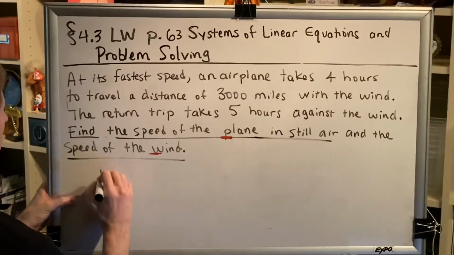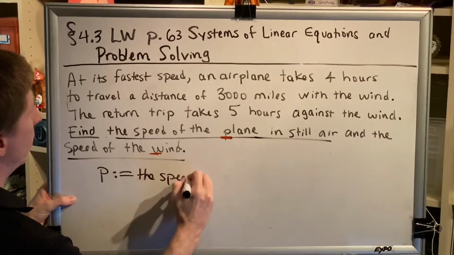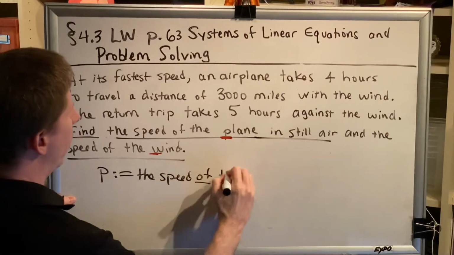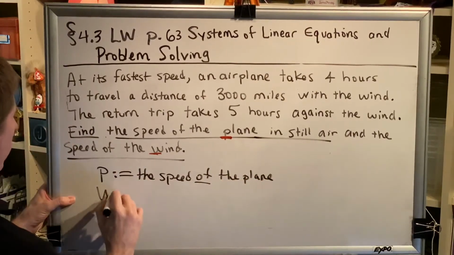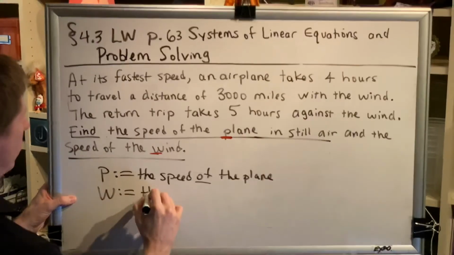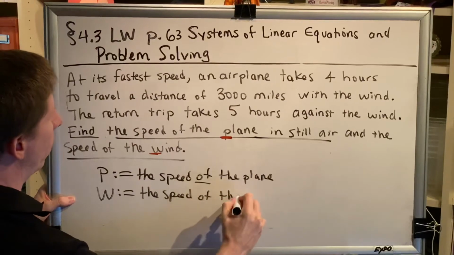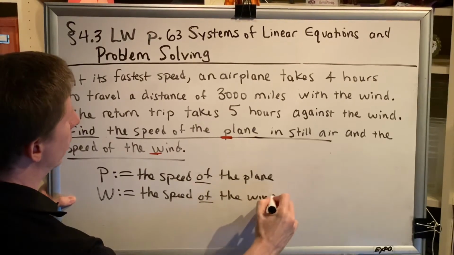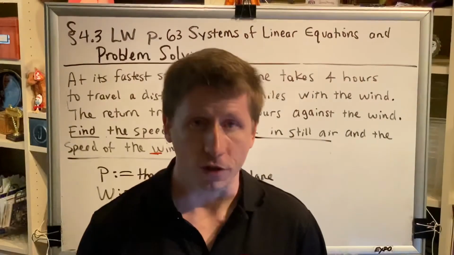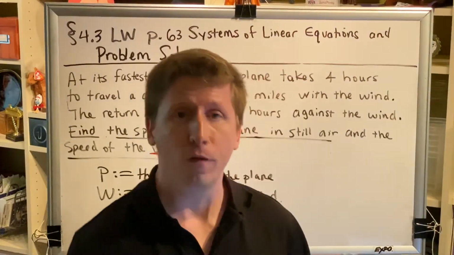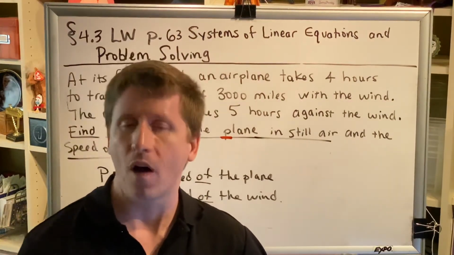All right, so P is defined as the speed of the plane, and W is defined as the speed of the wind. And there we go. Those are our variable definitions. Okay, we've now done 5 problems where all we were responsible for was step 1, define your variables.